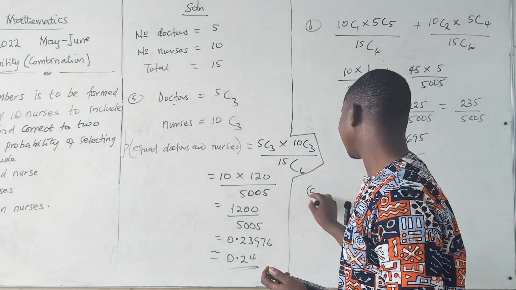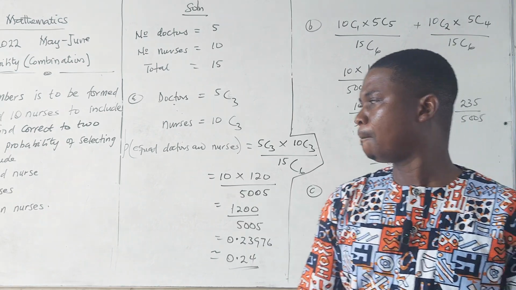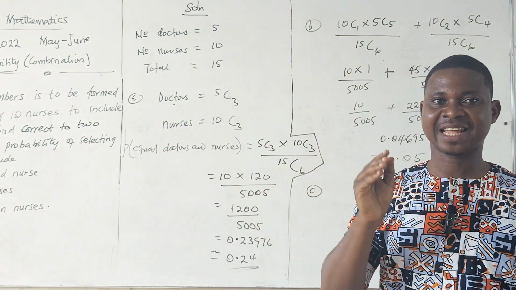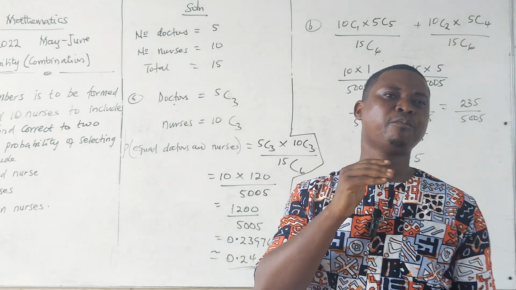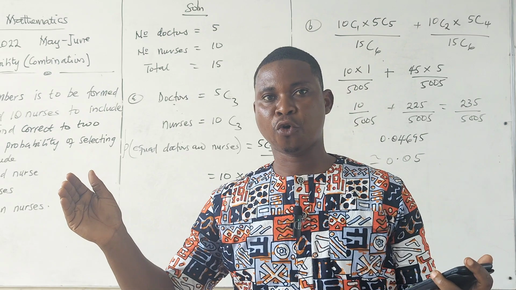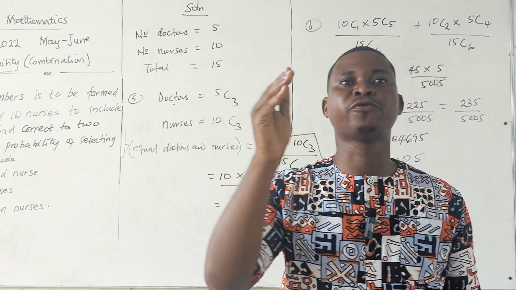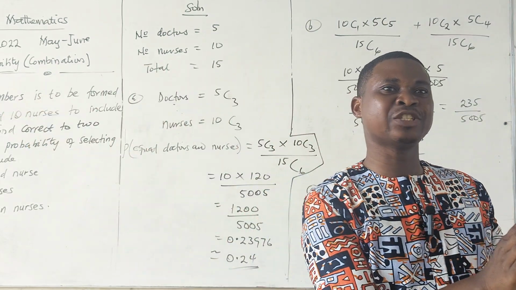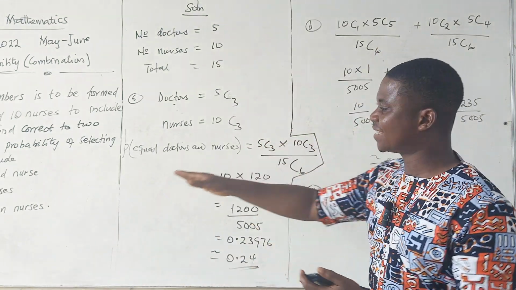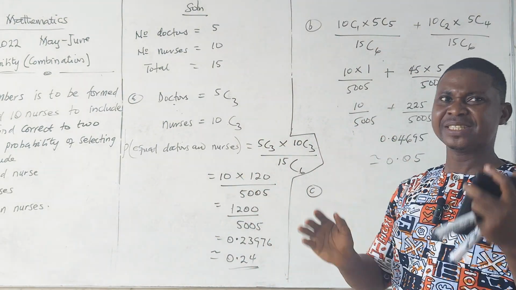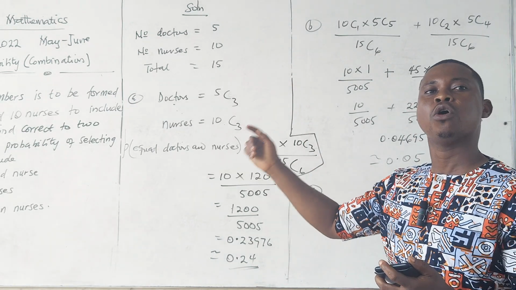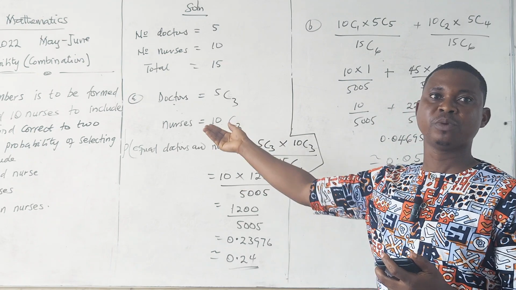Now if you look at C, C is talking of more doctors than nurses. If we are supposed to have more doctors than nurses, it means they cannot be equal. So the doctors must be 4 or more, which means the nurses should be 1 or 2. If you compare C to B, they are the same, because either you have 1 nurse or 2 nurses, since the doctors are supposed to be more.